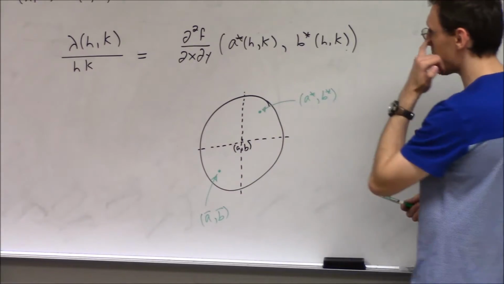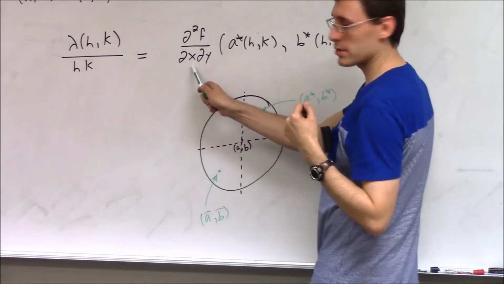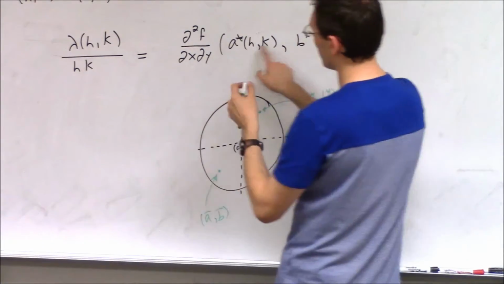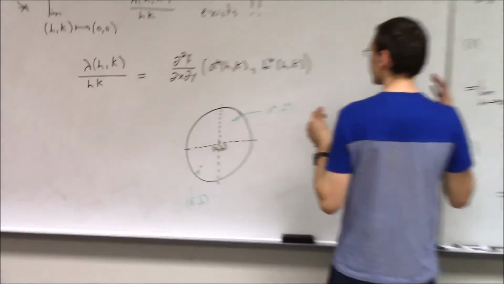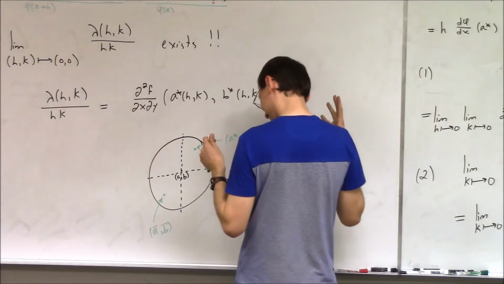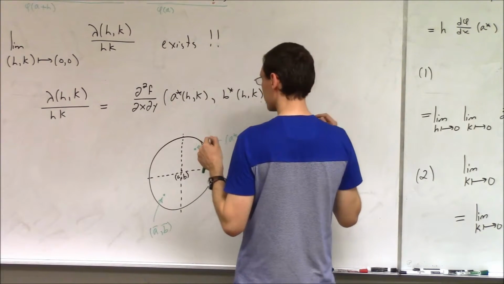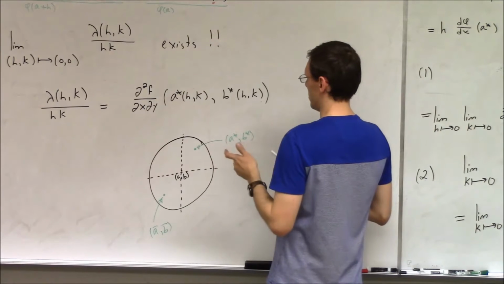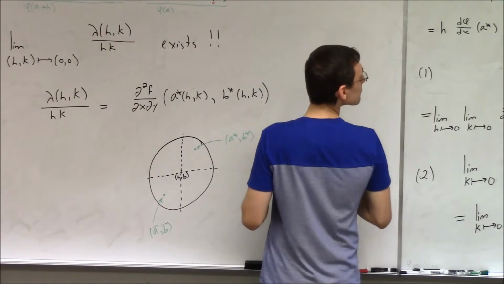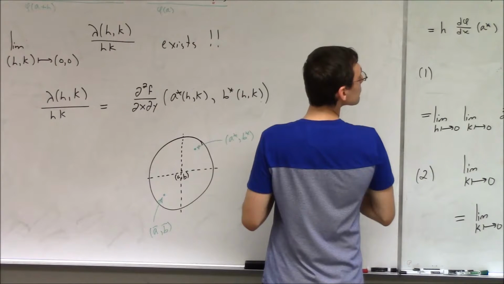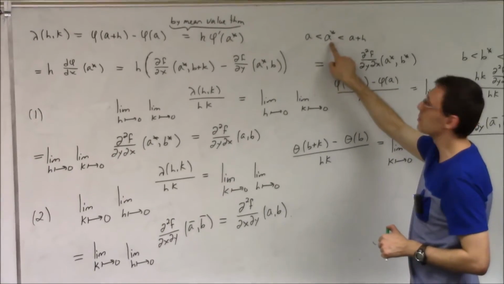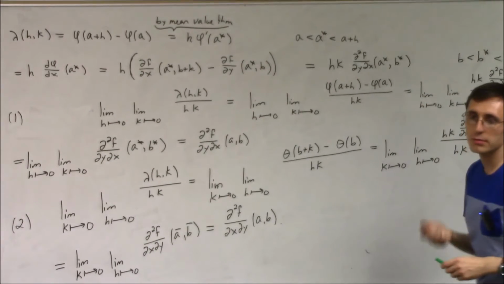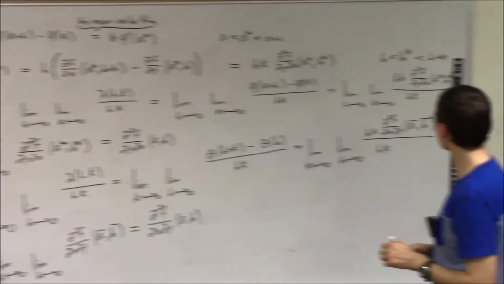Once you're inside of this disk, continuity of the partial derivative takes over. Because as h goes to 0 and k goes to 0, as h goes to 0, it would force A star to go to A. And as k goes to 0, it would force B star to go to B. Okay?